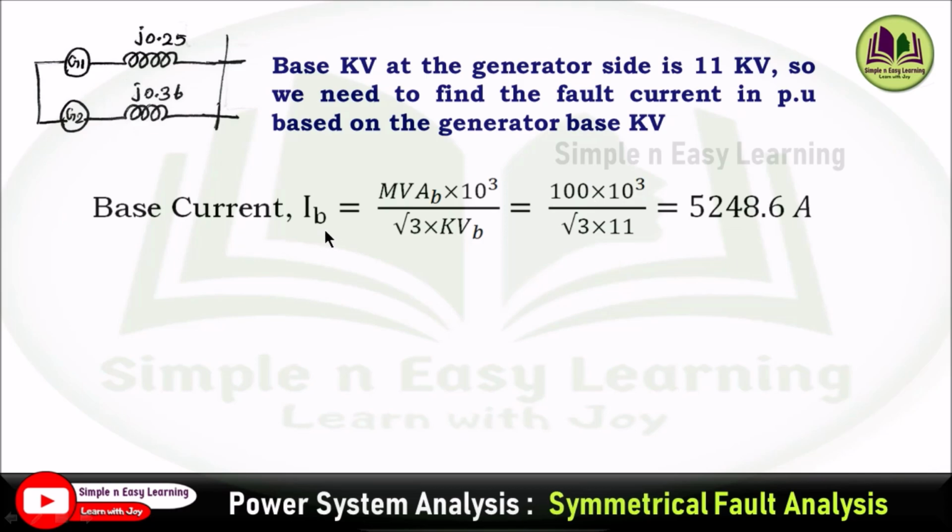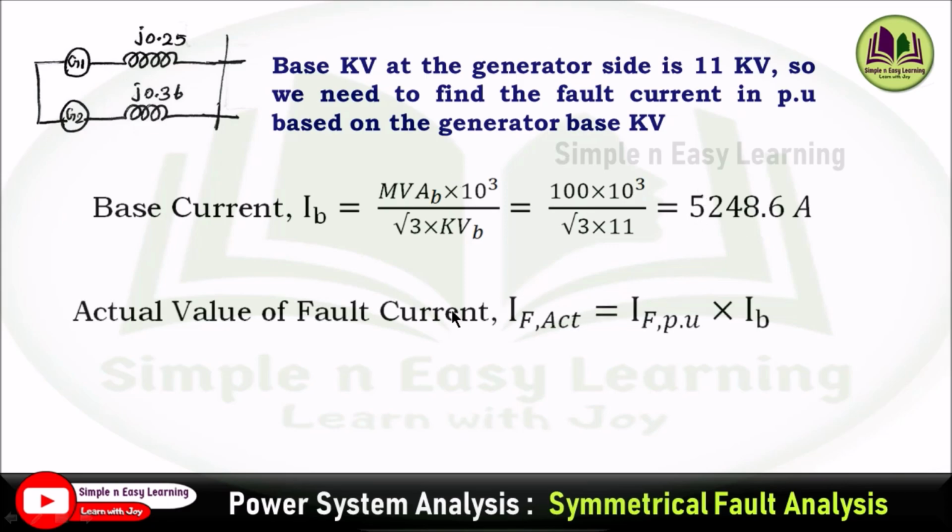So you have to find the base current, MVA base into 10 power 3 divided by root 3 into kV base, and this kV base is 11 kV. Previously we substituted 132 kV in the fault side. Now it is in generator side, it is 11 kV. So you'll be getting the base current as 5248.6 ampere.